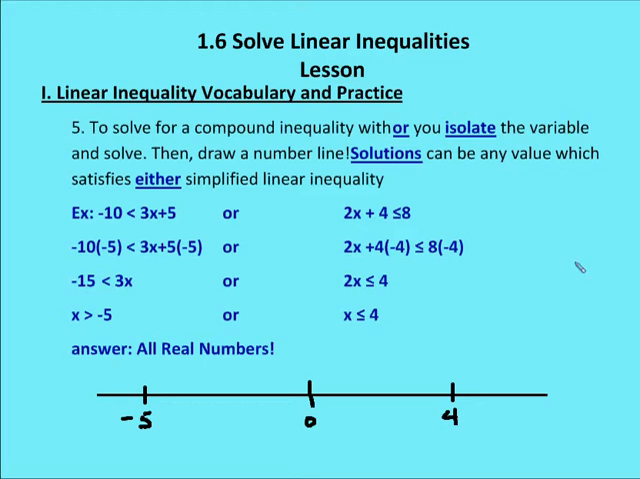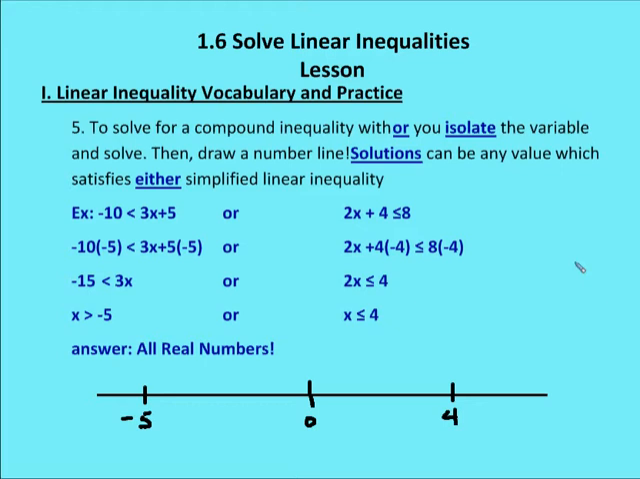In this case, my example is negative 10 is less than 3x plus 5, or 2x plus 4 is less than or equal to 8. I'm going to go through the first inequality first. Negative 10 minus 5, not multiplied by 5, is less than 3x plus 5 minus 5, and I end up with negative 15 is less than 3x. I divide both sides by 3, and I end up with x is greater than negative 5 for that inequality.